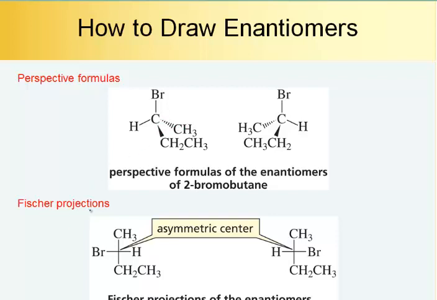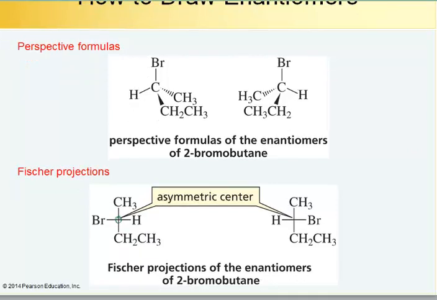Now we also have Fischer projections, and in the Fischer projections, the asymmetric center is in the center of a crosshairs. So these are Fischer projections of these perspective formulas, and as you can see, the groups in the plane of the paper go horizontal, the group that gets the dashes goes to the north position, the top, and the group that gets the wedge goes to the bottom position.